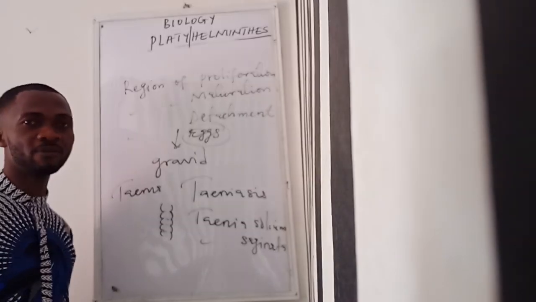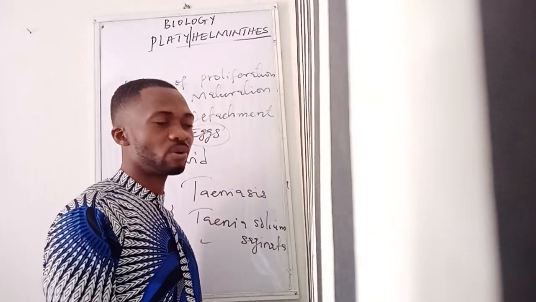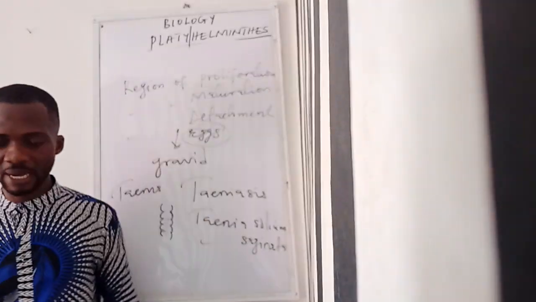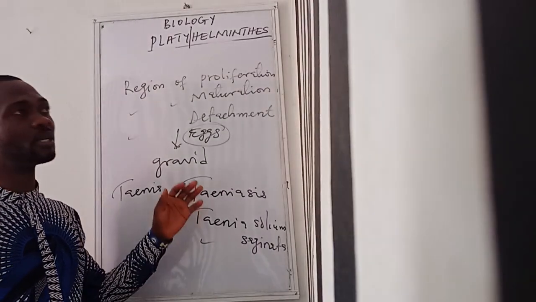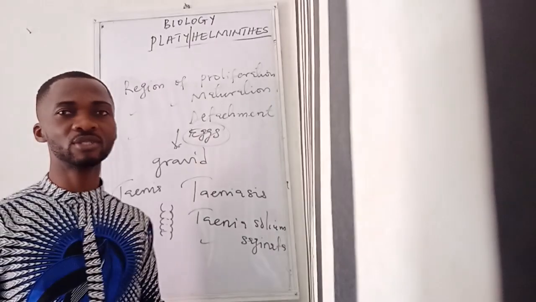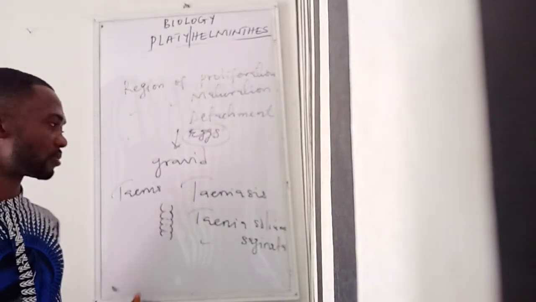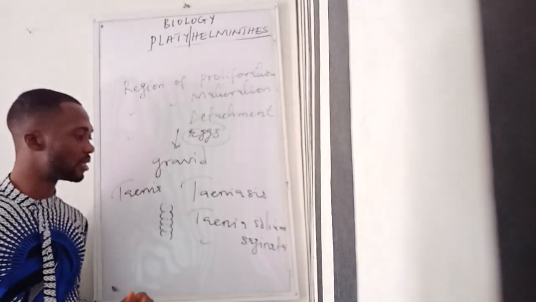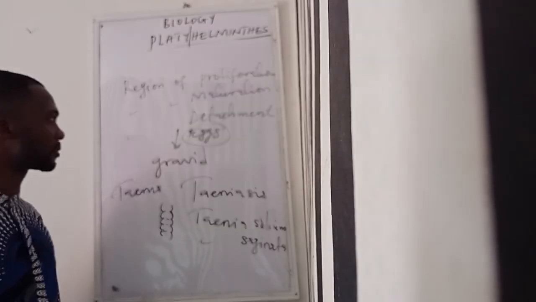There are other examples of tapeworm, which I also don't want to go into, such as Hymenolepis nana, Echinococcus granulosus, Diphyllobothrium latum, Spirometra. But these ones are studied under parasitology. So since we are studying biology, it's enough to just know that Taenia solium and Taenia saginata are the two examples of this group.